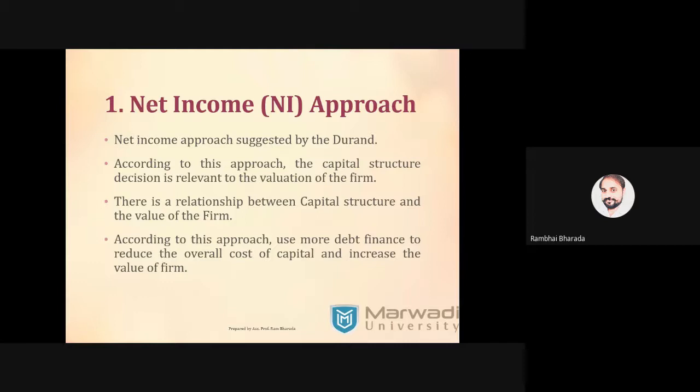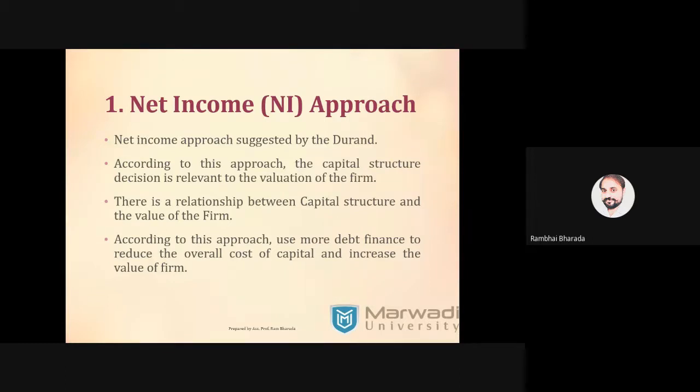Here capital structure means mixture of equity, preference, and debt. So if company change the proportion of equity or a debt, it definitely change the value of the firm. This is the conclusion of this theory. Now the main keyword of this entire theory is, as company use more debt finance to reduce the overall cost of capital and increase the value of the firm.